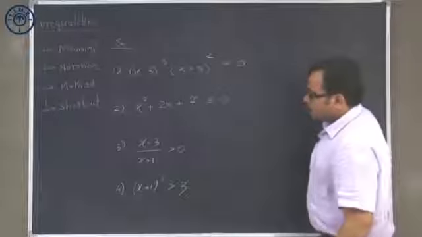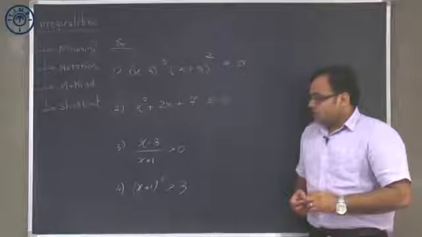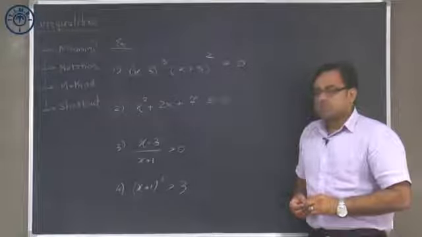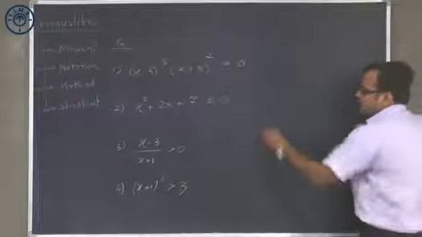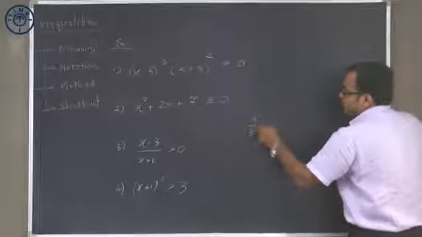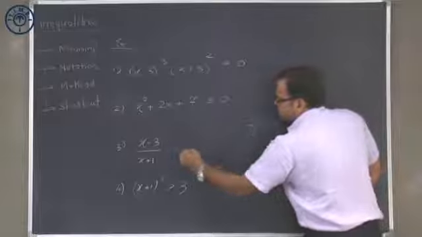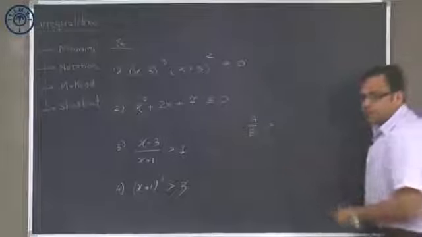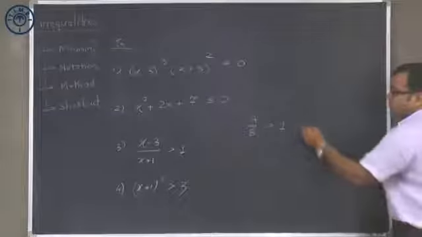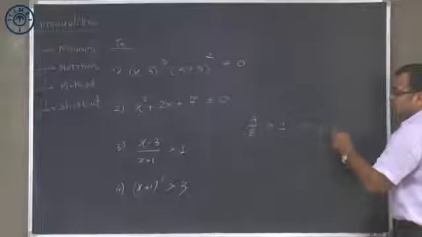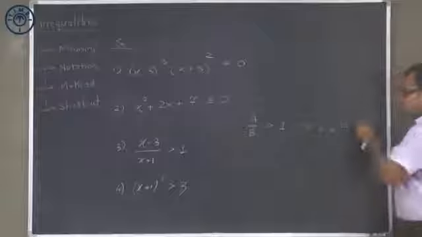Third one: x minus 3 upon x plus 1 is greater than 0. If x minus 3 upon x plus 1 is greater than 0, how do we approach this? In this case, whenever a upon b is, let's say for example, instead of 0, let me make this 1 in order to complicate your life. If a upon b is greater than 1, so from here, can I say that a is greater than b? It is not necessary.